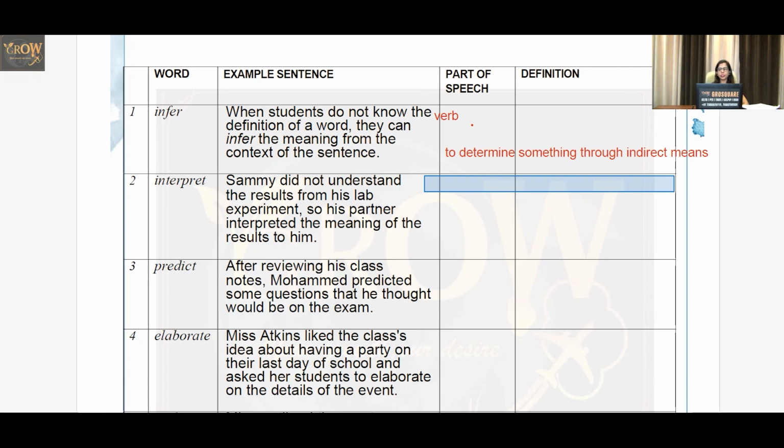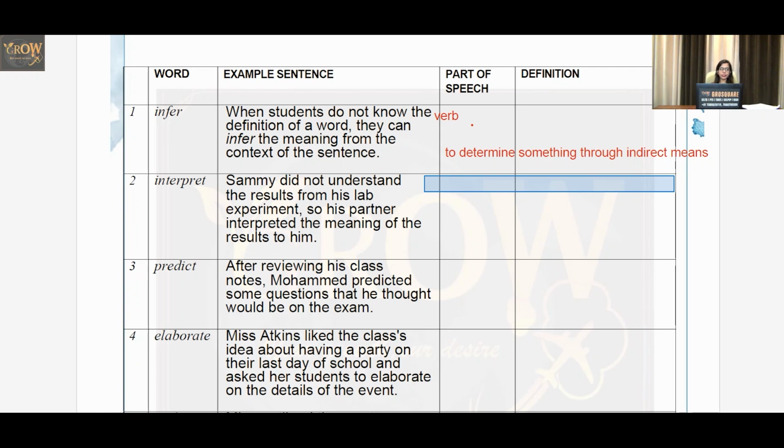That means जो चीज जो है उसका मीनिंग हमें खुद से निकालना पड़े. ठीक है, अब जैसे कैसे, how will you understand it better? Let's give a look to the example. So this example is saying that when students do not know, जब स्टूडेंट्स को नहीं पता होता द डेफिनेशन ऑफ अ वर्ड, they can infer the meaning from the context of the sentence. Okay, तो वो क्या कर सकते हैं कि पूरी लाइन पढ़ के सेंटेंस जो वर्ड है उसके मीनिंग का अंदाजा लगा सकते हैं. सो इन्फर का मीनिंग हम क्या समझ सकते हैं? अंदाजा लगाना. ठीक है, नेक्स्ट वर्ड पे मूव करते हैं.